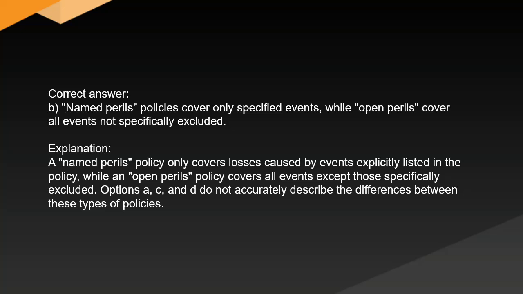Correct answer. B. Named perils policies cover only specified events, while open perils cover all events not specifically excluded. Explanation. A named perils policy only covers losses caused by events explicitly listed in the policy, while an open perils policy covers all events except those specifically excluded. Options A, C, and D do not accurately describe the differences between these types of policies.